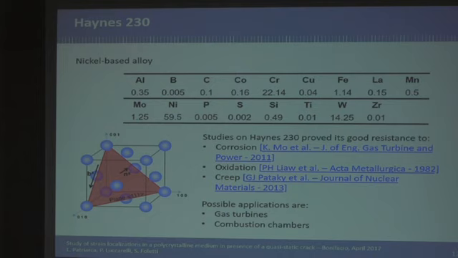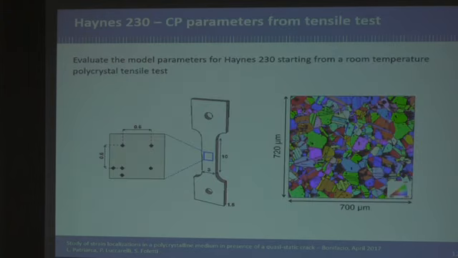How do we do this? We start, of course, from the knowledge of the material that we are investigating, which is a nickel-based alloy, typically used for high temperature applications because it has good corrosion, oxidation, and creep properties. This material has a face-centered cubic crystal structure, so as I said before, we know all the potential slip systems for this microstructure.